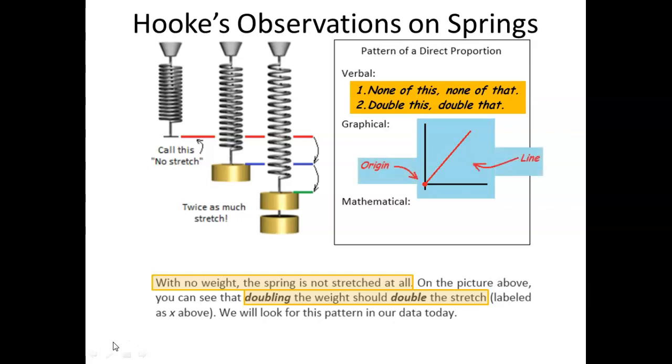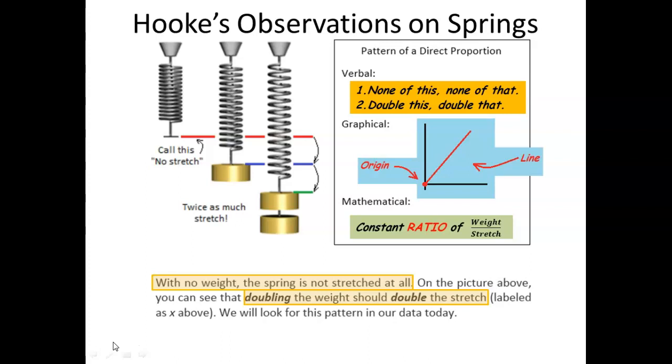When you have a line to the origin, as long as you pick a point that is not the origin, you're not allowed to divide 0 by 0. Mathematically, any other point on the line will have a constant ratio. Because the weight doubles and the stretch doubles, or if the weight triples, the stretch triples, or if the weight quadruples, the stretch quadruples, the ratio of those two values is always the same.